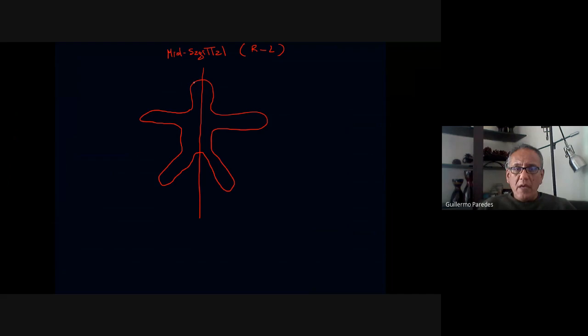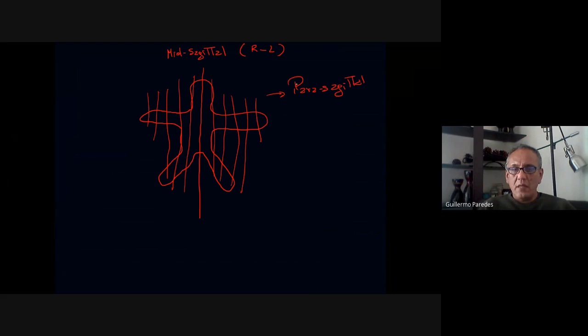Now, here we have another line here, like this, in the anatomical position. And these lines are going to be called the parasagittal plane. Why is it called parasagittal? Para means parallel. Parallel to the mid-sagittal plane. You okay with that? So all this is parasagittal, and this is the mid-sagittal.